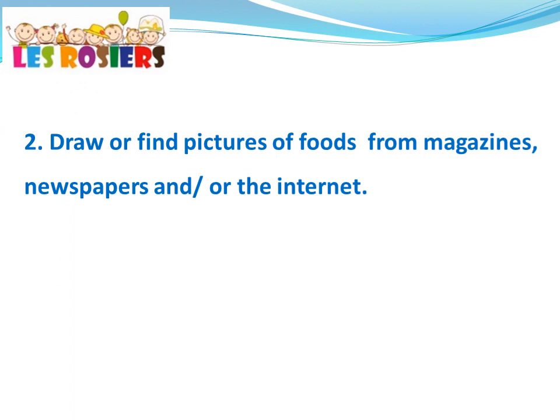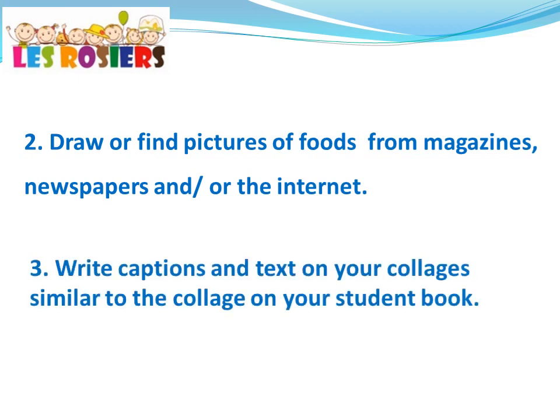Number two, the second step is you are going to draw or find pictures of foods from magazines, newspapers or the internet. So you are going to draw with your pencils or use magazines, newspapers or the internet. And you are going to write captions and text on your collage similar to the collage in your student book, page 48. You are going to need a paper, crayons, markers, pictures of foods or food items.